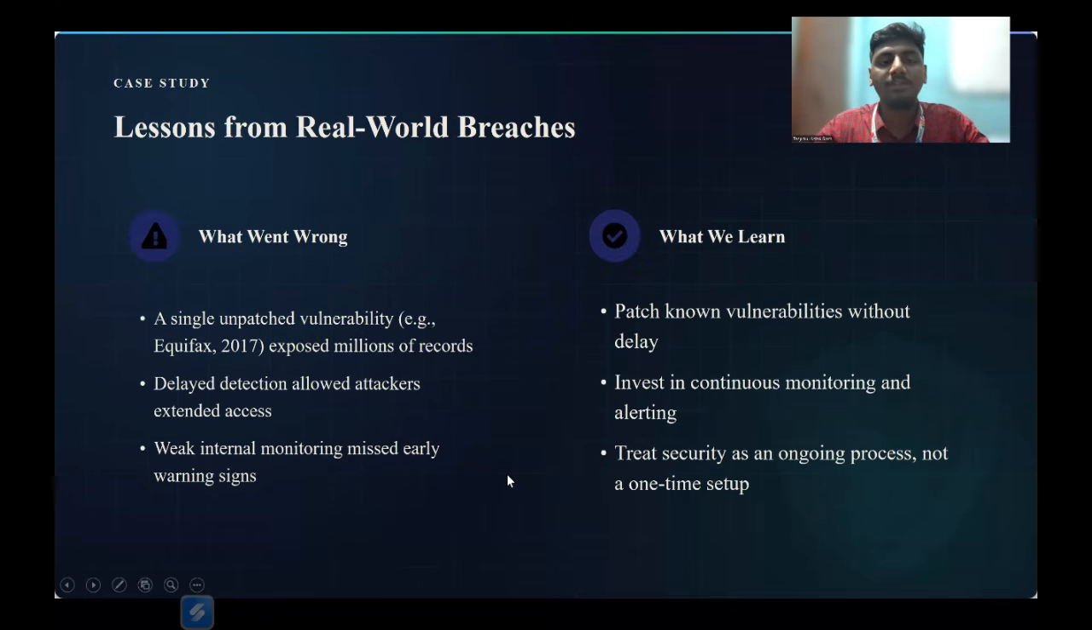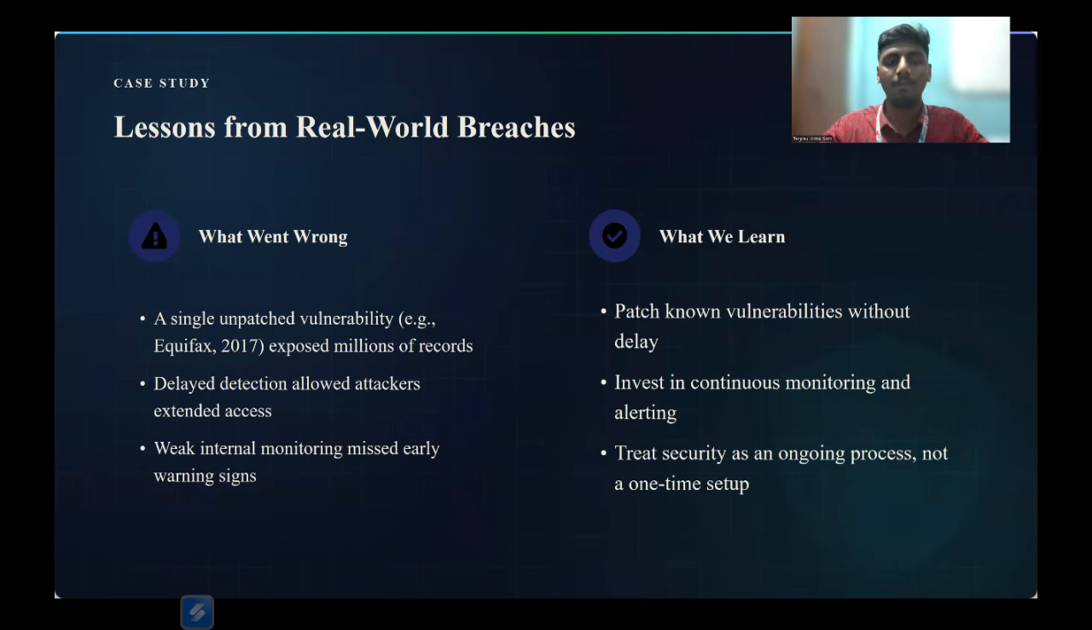Lessons from real world breaches. What went wrong? A single unpatched vulnerability exposed millions of records. Delayed detection allowed attackers extended access. Weak internal monitoring missed early warning signs. And from this, what do we learn? Patch known vulnerabilities without delay, invest in continuous monitoring and alerting, and treat security as an ongoing process, not a one-time setup.